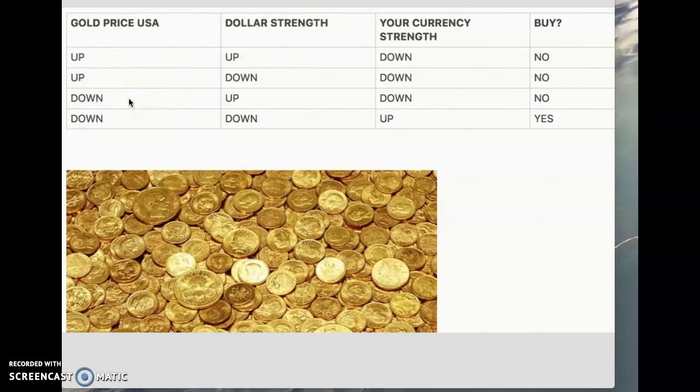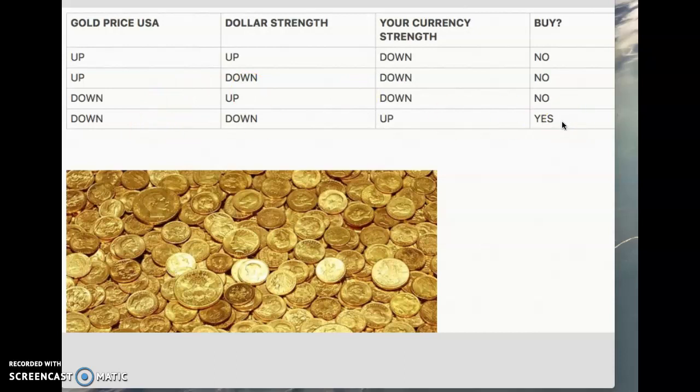When gold prices are down on a pullback, but the dollar is strong in relation to your currency, in other words, it's more expensive to buy gold, even though the price is down, do not buy. When gold prices are trending down, when they've got a pullback, and the dollar is down in strength and your currency is up in strength, gold becomes less expensive in your currency as the price of gold in US dollars is down. That would be the time to buy.